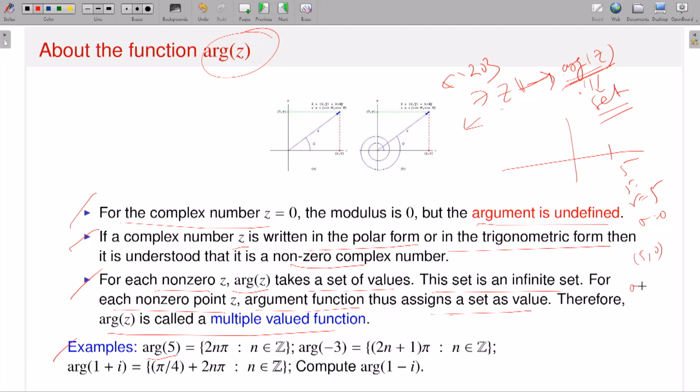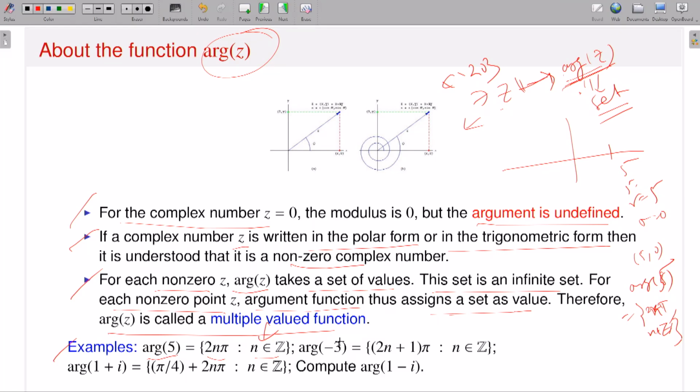But what is the small arg of 5? This is theta plus 2k pi. Since theta is 0, it is actually 2n pi, with n running over Z. So that's what I have written. This is a set function, and the set is 2n pi with n running over Z.